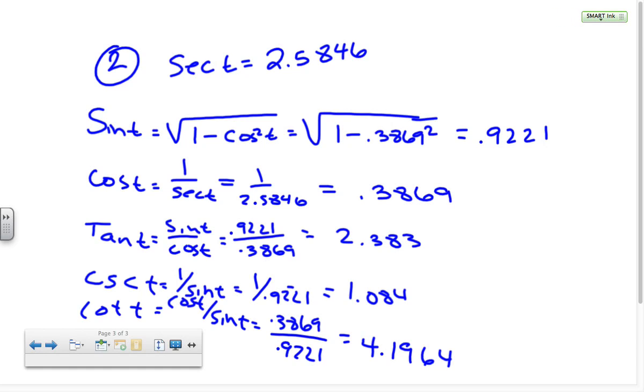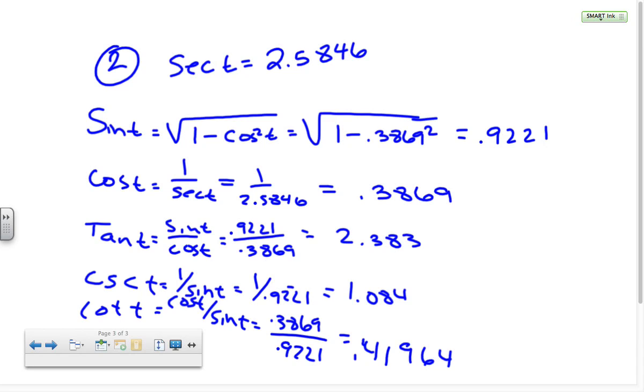Give me half a second to figure out my calculator. First I'm going to check the tangent of t and make sure I did that one right. So 0.3869 over 0.9221 is 2.383. Then 1 over that, the decimal place is just over 1. So it's 0.41964. So again, this was calculator error.